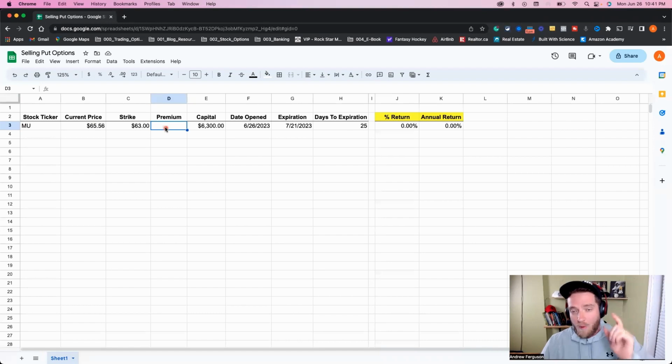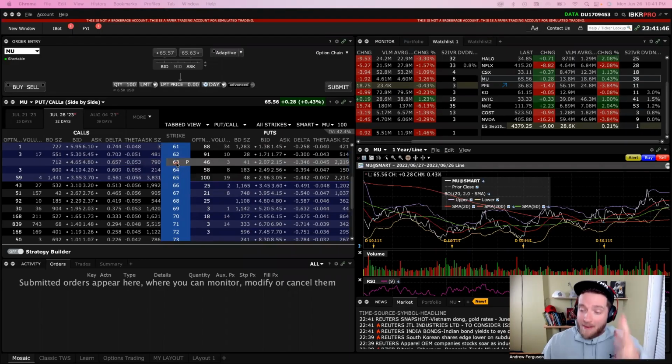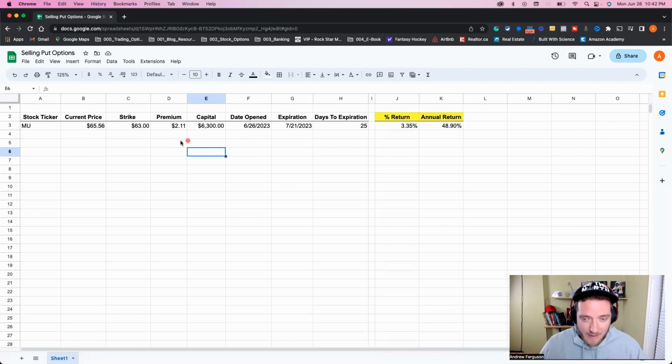Let's go double check that one more time in Interactive Brokers. And the premium is just the midpoint between the bid and ask for the $63 put. So let's call this $2.11. So what we're agreeing to do, again, as we sell this put option, is to buy potentially 100 shares of Micron MU at $63 per share, which is $2.56 less than the current stock price right now. We get paid $211 to sell this contract. It's 100 times 2.11. That's the math right there.